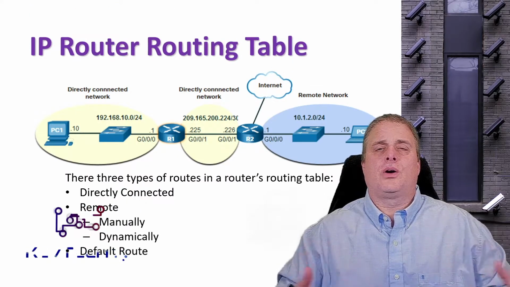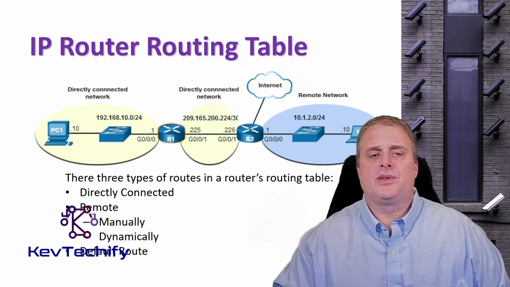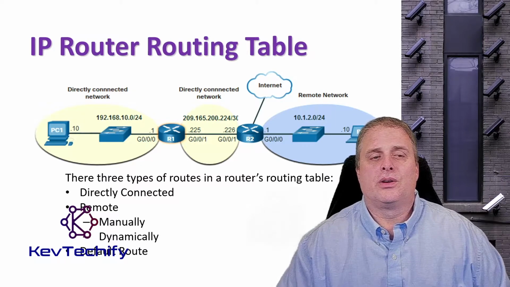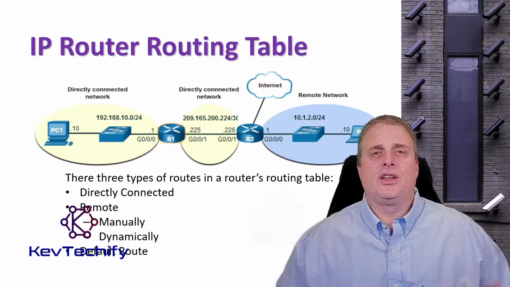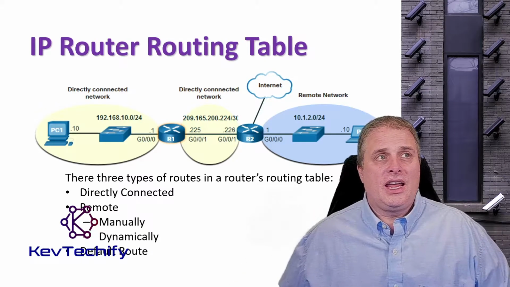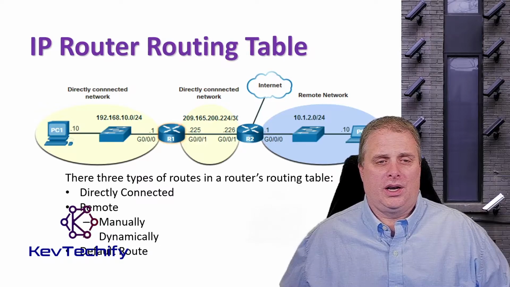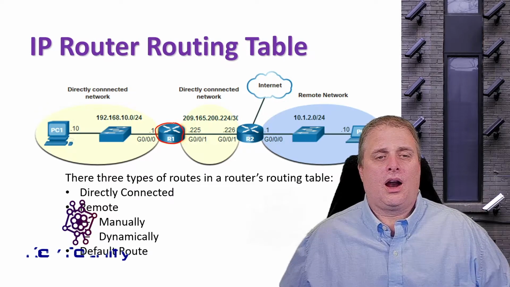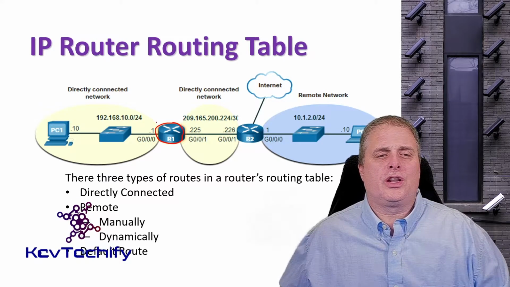As we look at the router's routing table, there are 3 types of routes. The first one is directly connected. What that means is the networks that are directly connected. If we look at R1 right here, R1 has 2 networks that are directly connected.